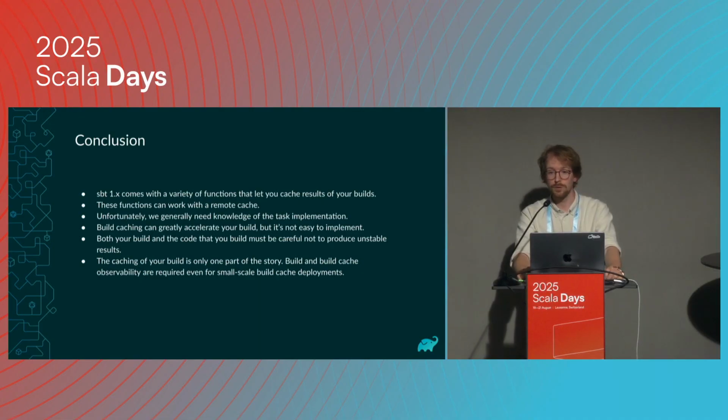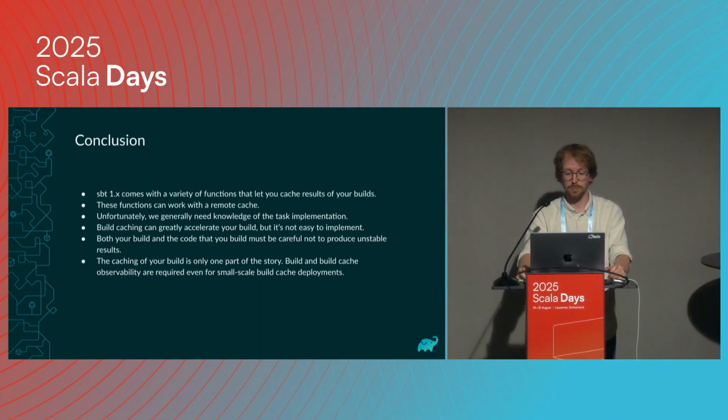But unfortunately, if you want to cache arbitrary tasks, you need knowledge about the task implementation, and you need to be able to identify what are the parts that really need to be cached. When you implement build caching, you can greatly accelerate the build. The performance improvements that you can get are basically endless. If you have tests that take 2 days to execute, you can save those 2 days. But yeah, it's still quite a bit of work, and you need observability if you want to do anything more than small-scale build cache deployment. So that's what I had. Thank you very much.